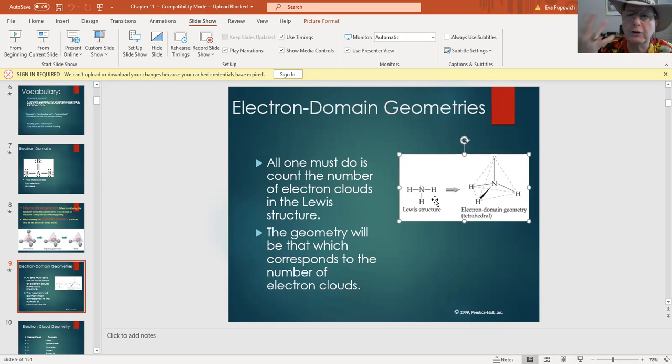Those 4 electron clouds will dictate the overall shape. Then we're going to have to figure out from the overall shape what the shape of the molecule is. So those are the 3 steps we're going to go through to get shapes. First, draw the Lewis dot, count the electron clouds. The electron clouds will dictate the electron geometry. The electron geometry will dictate the molecular geometry once we subtract out the lone pair electrons.